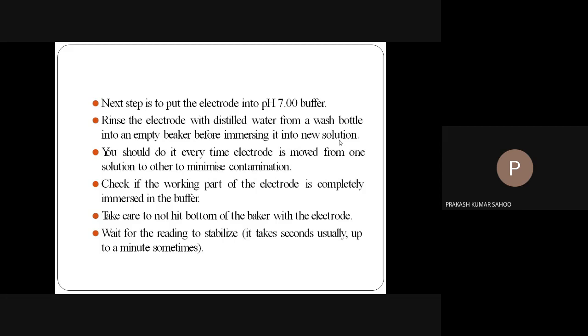Check if the working part of the electrode is completely immersed in the buffer. This is very important, that the working part should be completely immersed. Take care not to hit the bottom of the beaker with the electrode. This is just a hanging type, and it should not touch the bottom of the beaker. Wait for the reading to stabilize, and after stabilization of the reading, you should note it down.